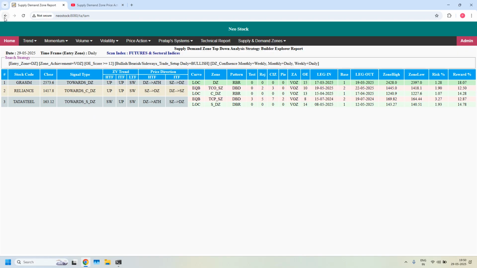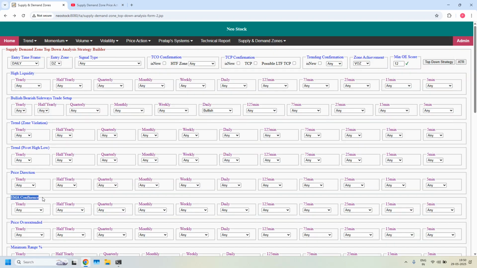Okay, so now I am going back. EMA confluence at monthly time frame. I am checking the filter. Monthly demand zone with monthly EMA confluence. At the same time, trend on the monthly should not be sideways. It should be uptrend because it is bullish trade setup.